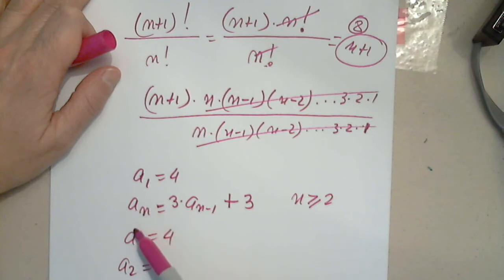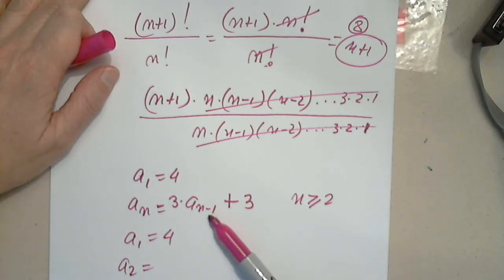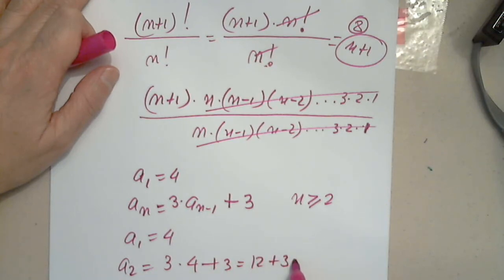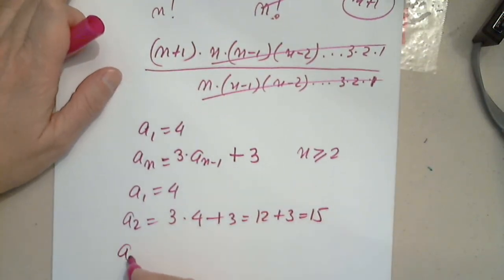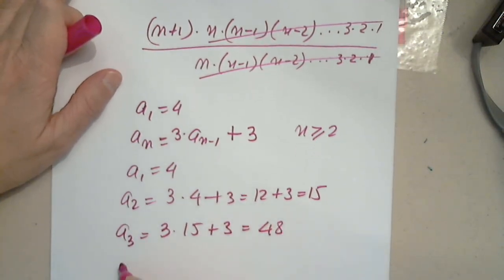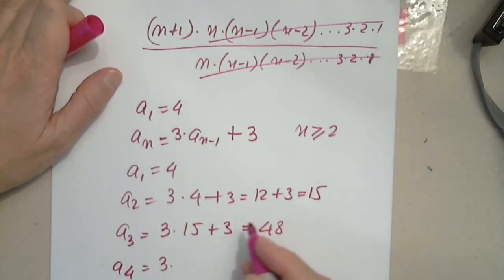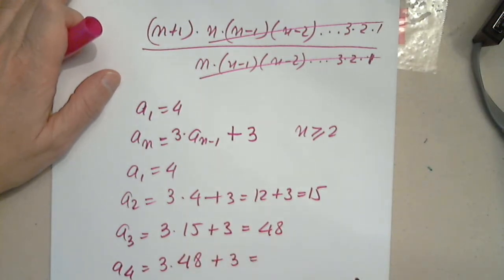Second term means 3 times a sub 2 minus 1, but a sub 2 minus 1 is a1. So every term of the sequence depends on the previous term. So the second term will be 3 times the first term plus 3. So 3 times the first term, plus 3. So 12 plus 3 equals 15. The next one will be 3 times the previous term plus 3: 45 plus 3, 48. And then a sub 4 will be 3 times the previous term plus 3.